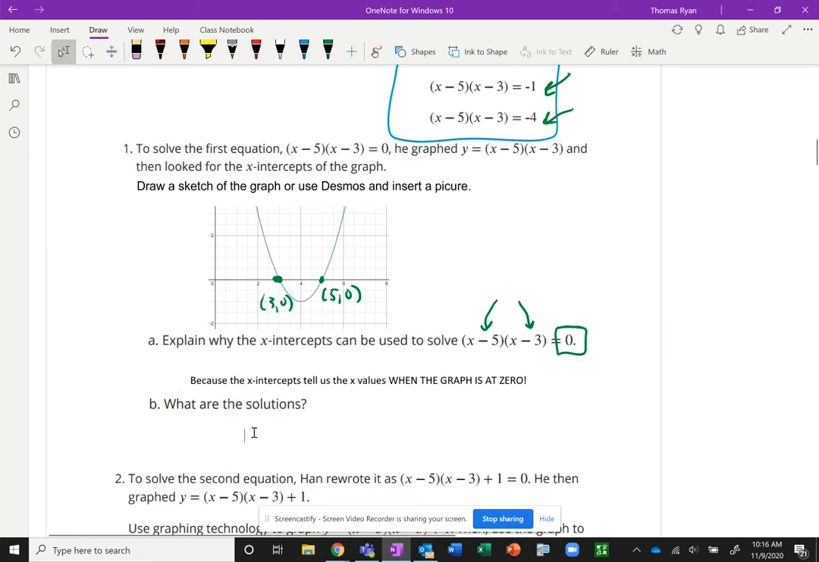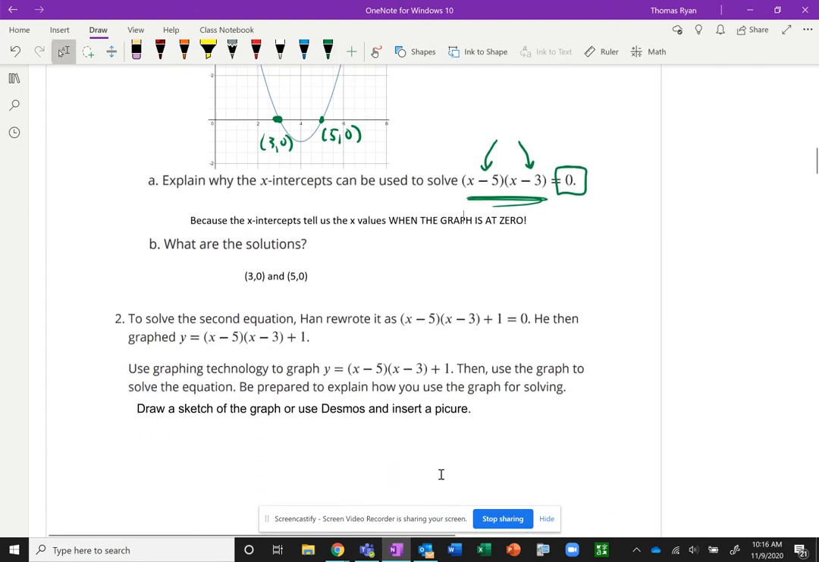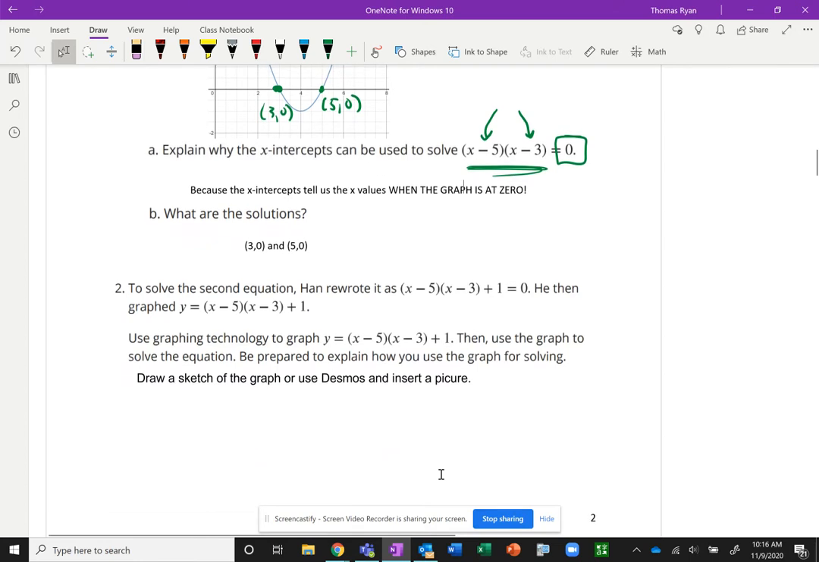And what are the solutions? Well, of course, (3, 0) and (5, 0). We can look at it on the graph, or we know our method for solving for x-intercepts.